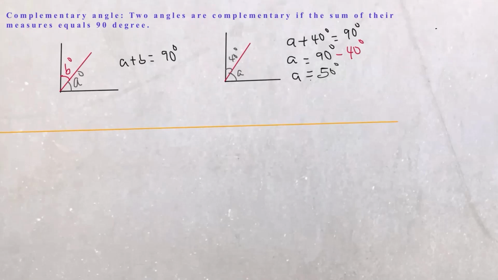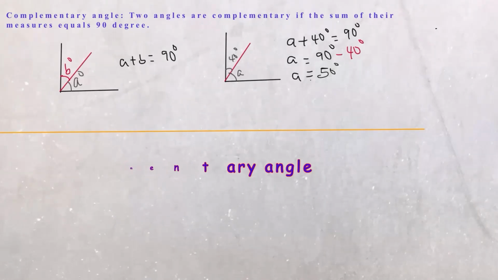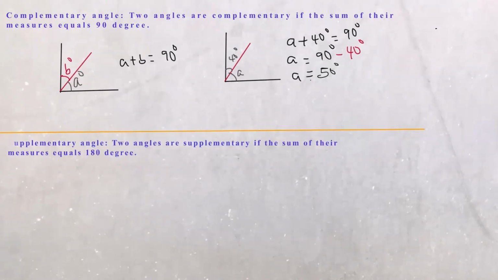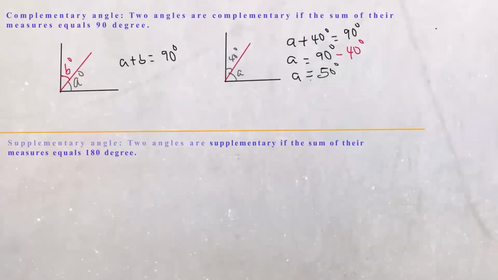Still on the same vein, let's look at supplementary angles. Two angles are supplementary if the sum of their measures equals 180 degrees.